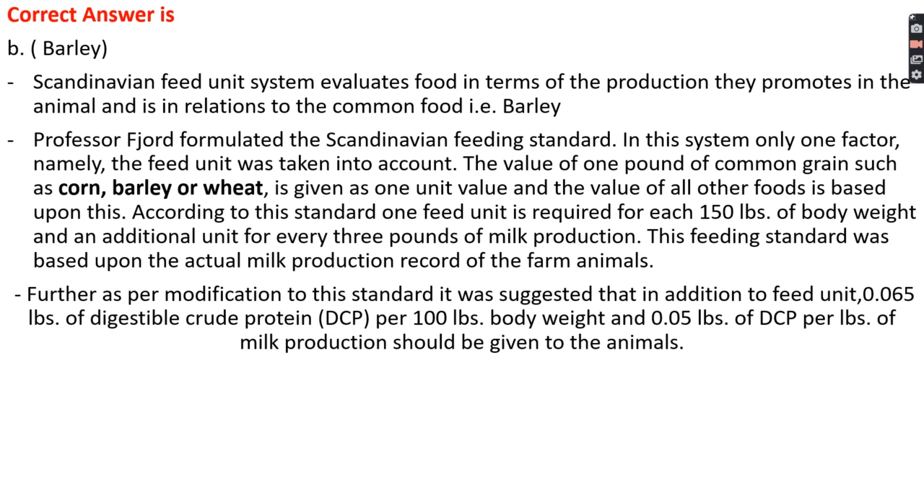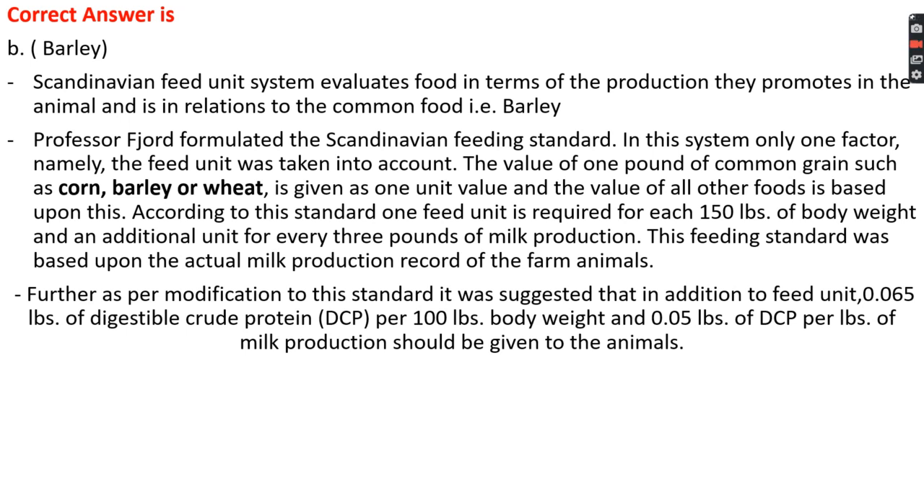Actually, Professor Zod formulated the Scandinavian feeding system. In the system, only one factor, namely the feed unit, was taken into account. The value of 1 pound of a common grain, such as corn, barley, or wheat, is given as one unit value, and the value of other food is based upon this. According to this standard, one feed unit is required for each 150 pound of body weight, and an additional 1 unit is required for every 3 pound of milk production. This feeding standard was based upon the actual milk production record of the farm.